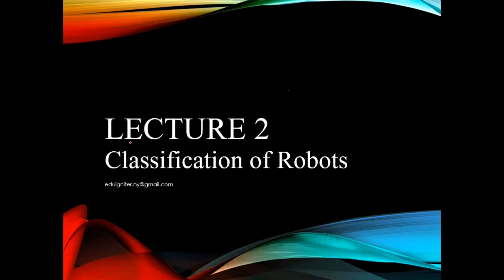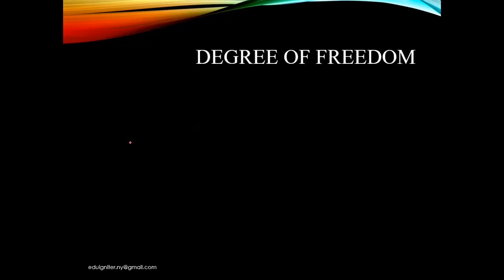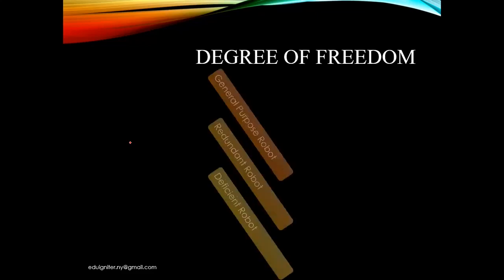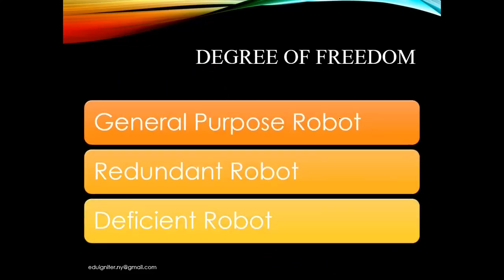This is lecture number 2 on the robotics engineering series. In this lecture, we are going to discuss the classification of robots. The first classification is based on the degree of freedom. On the basis of degree of freedom, robots may be classified as general purpose robot, redundant robot, and deficient robot.